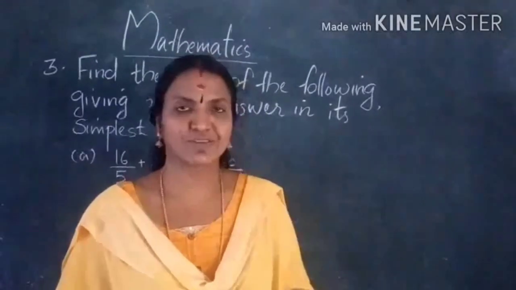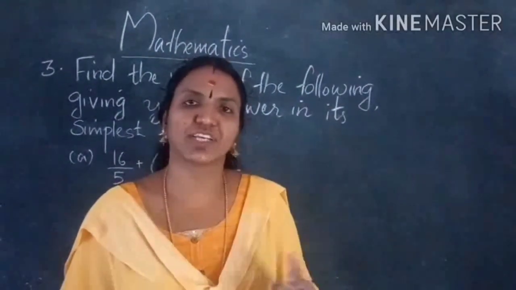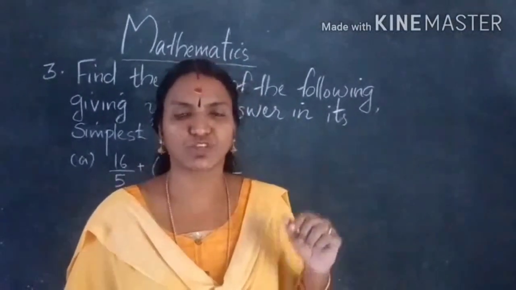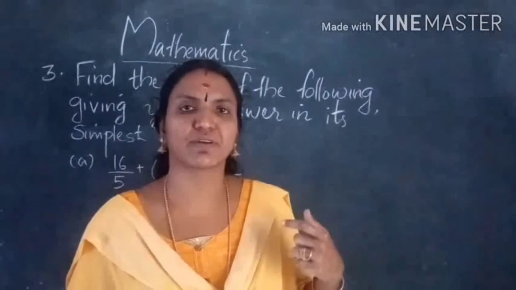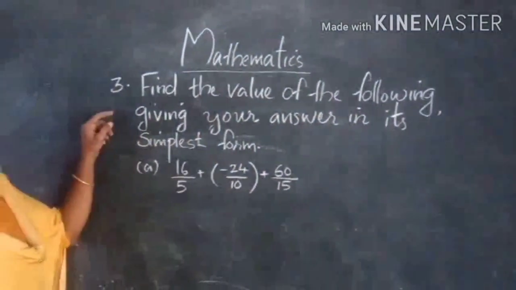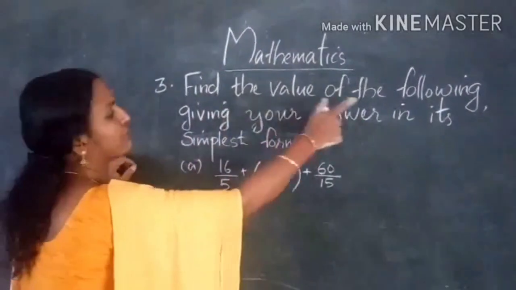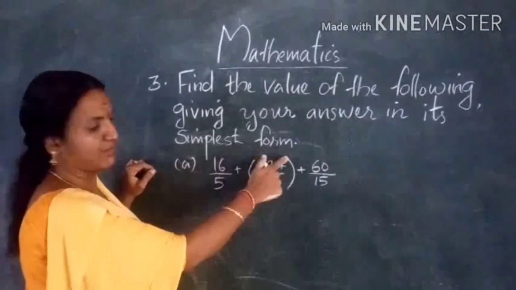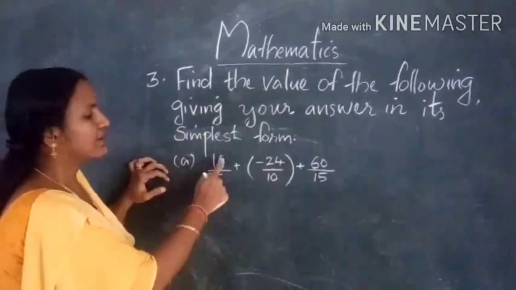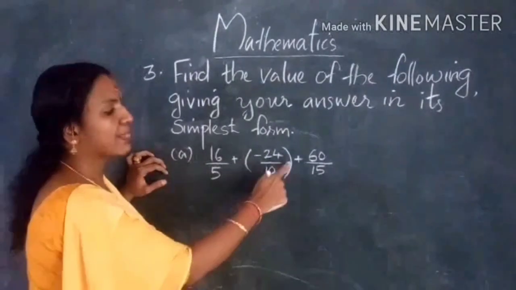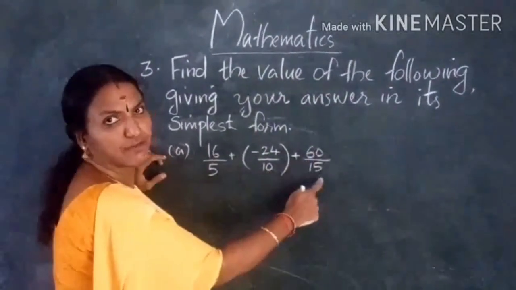In the previous question, we have discussed the addition and subtraction of two rational numbers. Now, we shall discuss the addition and subtraction of three rational numbers. Third question, find the value of the following, giving your answer in its simplest form. First question, 16 by 5 plus minus 24 by 10 plus 60 by 15.